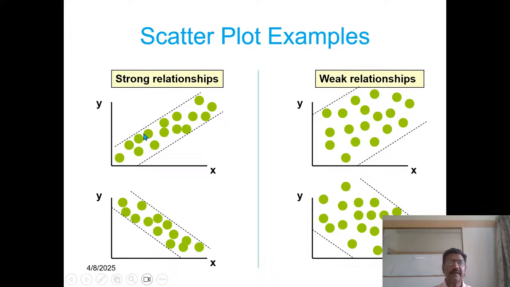If the data points are near to each other, with less distance between them, then we call it a strong relationship. If the distance between the two data points is more, then we call it a weak relationship. There are four diagrams here. The upper left one is strong. Below this is also strong because the data points are near to each other. Here you can see a weak relationship. Weak relationship means the distance between two samples, two data points, two feature vectors, is more.